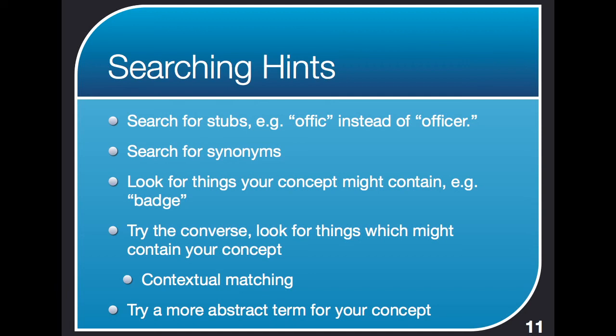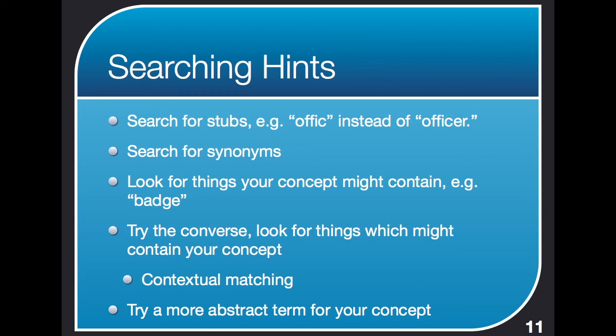Or you can do the converse. Look for things which might contain your concept. So I can't find enforcement official. Maybe I'll look at something that might contain an enforcement official, like, I don't know, a citation. Or, if I was looking for the badge ID and couldn't find it, I could instead search for the officer and find the thing that it's inside of. So that's a way as well.